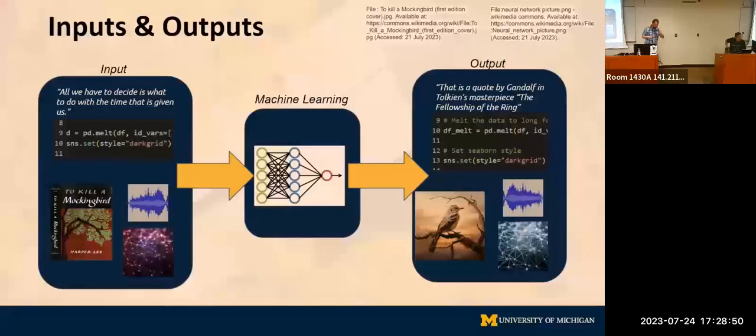Okay, so what exactly can generative AI handle? What can it do? We have all these different types of inputs. So at the top there is one of my favorite quotes from Lord of the Rings, right? If you hand that into, again, Bard or ChatGPT or something as is, it might say this is a quote by Gandalf in the Fellowship of the Ring.